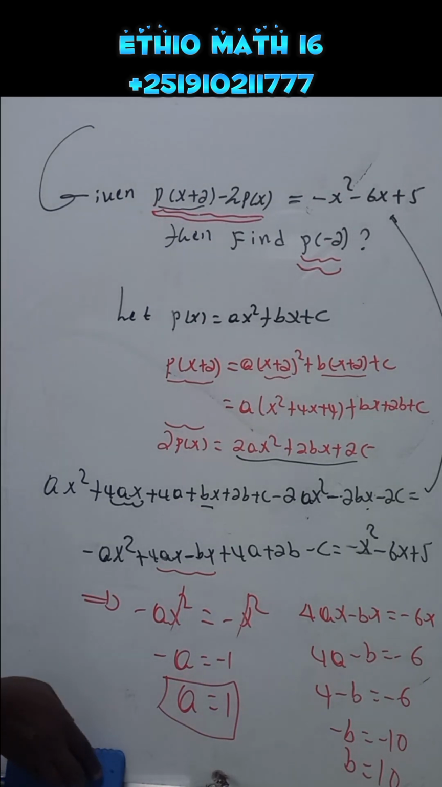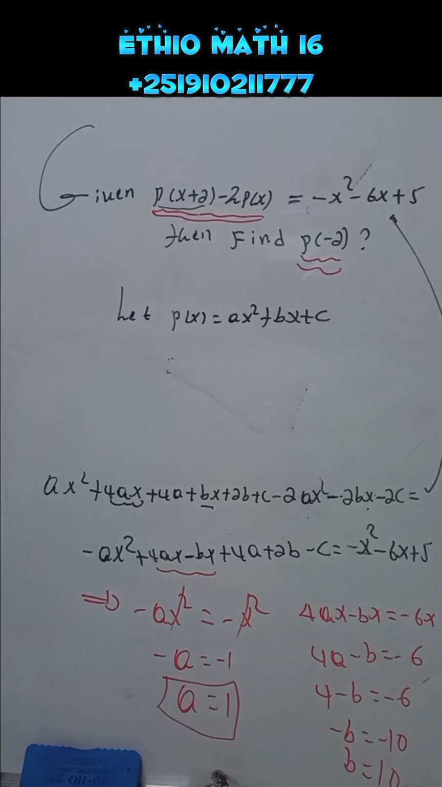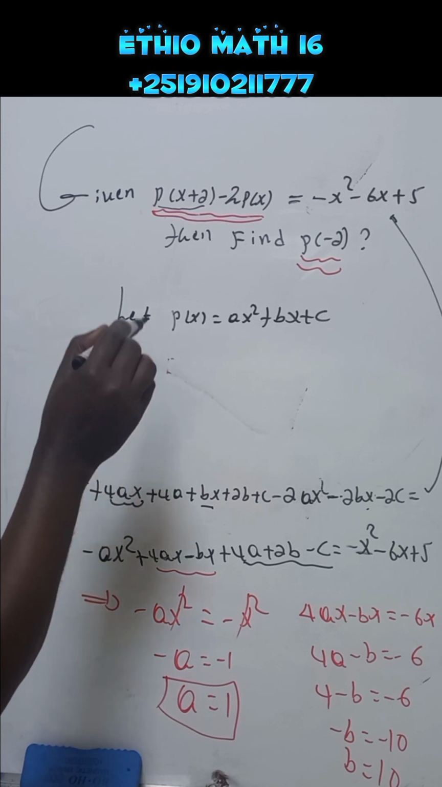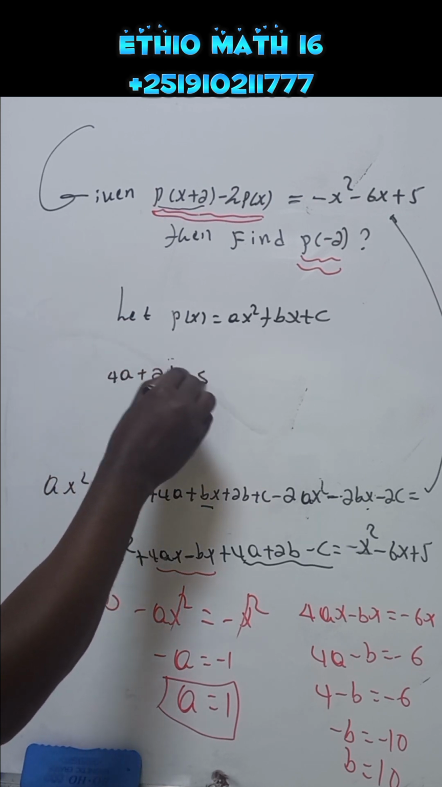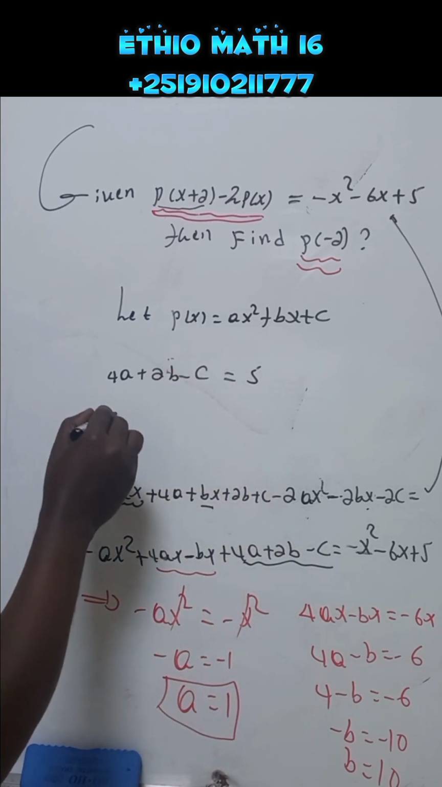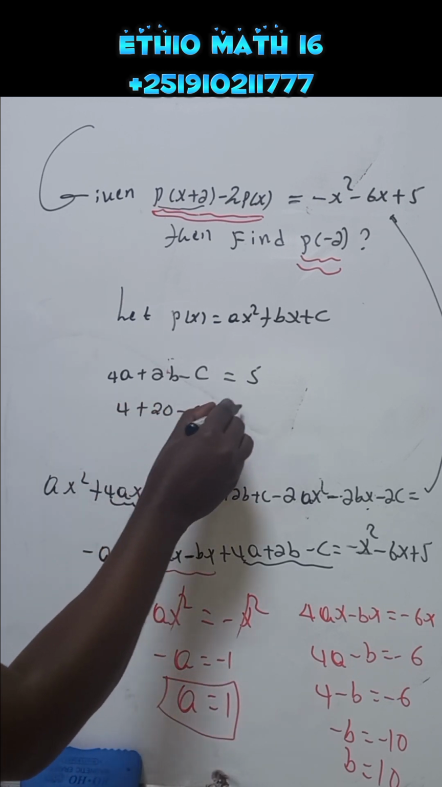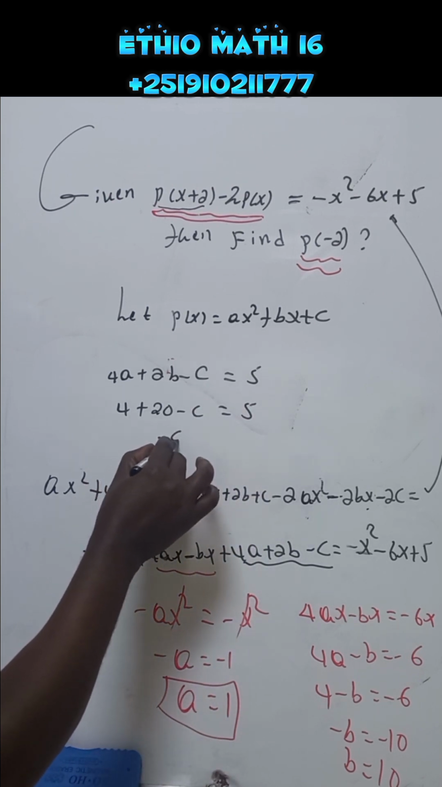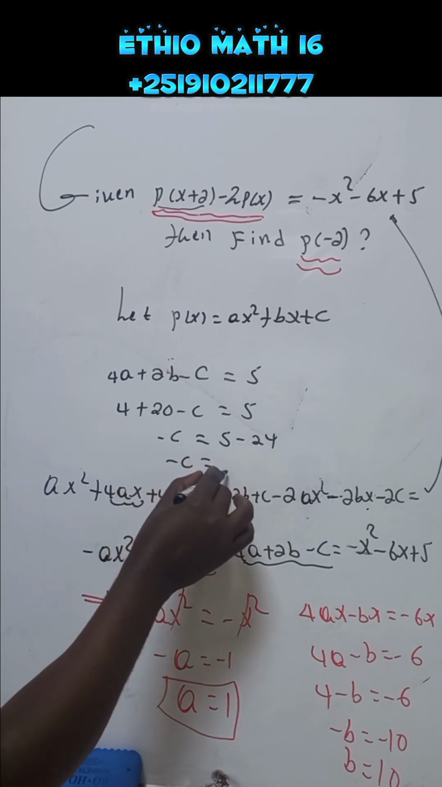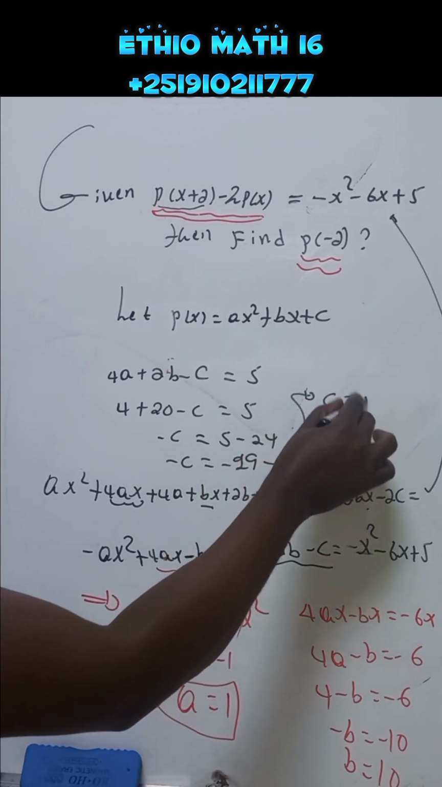And finally, let's find the value of c. In order to find the value of c, all this constant should be 5. For a plus 2b minus c is equal to 5. a is 1 plus 2b, b is already 10, 20. Minus c is going to be 5. So negative c is equal to 5 minus 24. Negative c is equal to negative 19, and this implies that c is 19.